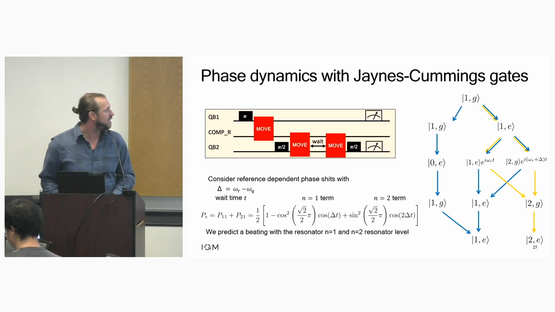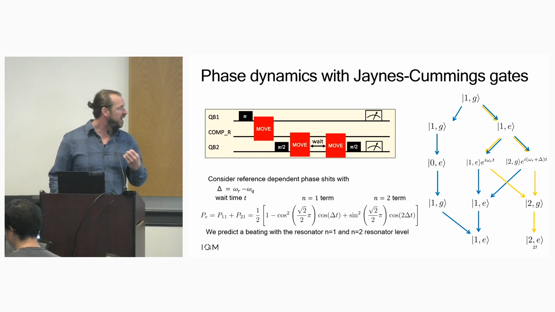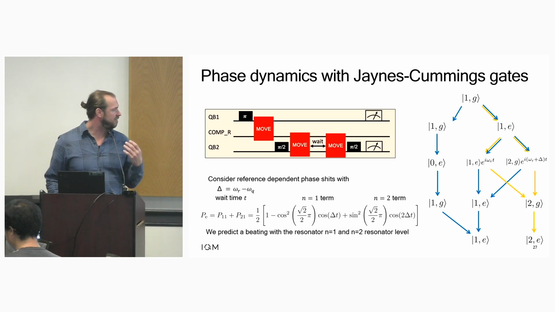Here is a little tree showing all of the different terms that happen once we start the Ramsey sequence. But the bottom line is that at the end of this, we expect to see this probability that has 2 time-dependent terms. One is coming from the resonator in the 1 state, the other is coming from the resonator in the 2 state, and we expect to see a beating pattern.